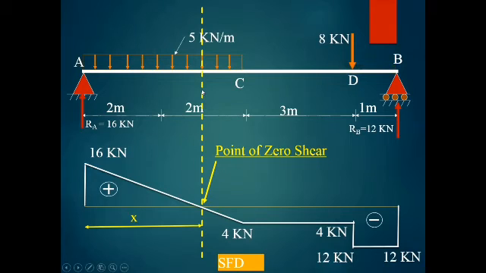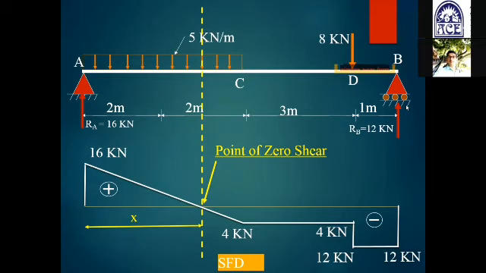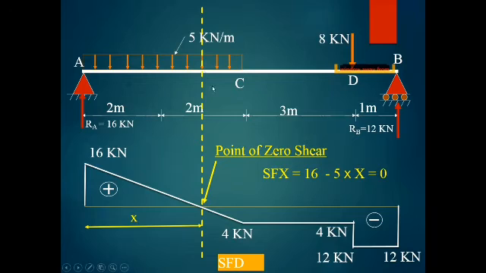Now how to do the calculation? Very simple. Now we know that at this point shear force is 0. So what we are going to do is calculate shear force at this point, considering the distance to be x, and equate it to 0. So I have calculated shear force at x. So how do you calculate shear force? On the left hand side of the beam, we have RA and the UDL. RA is going up, so plus 16. UDL is going down, so minus 5. And the distance between A and the section is x.